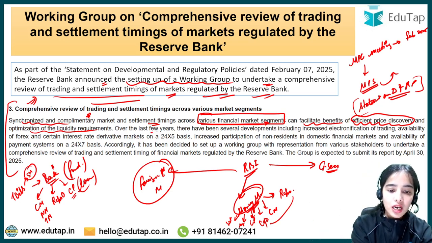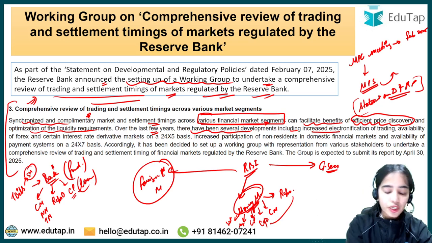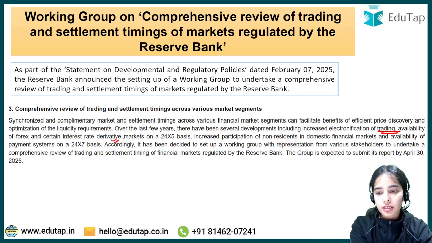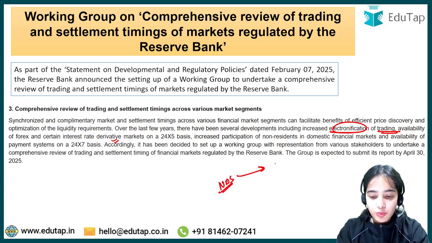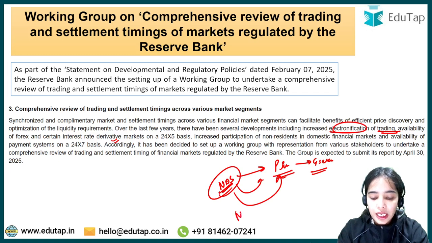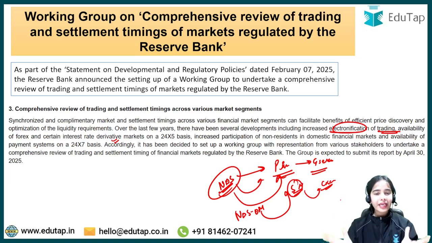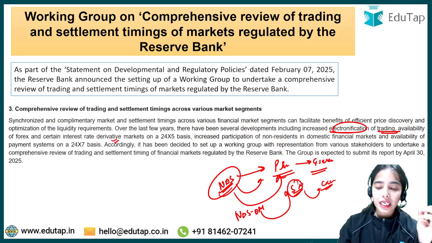Okay. So over the last few years, there have been several developments, including the increased electronification of trading, and availability of foreign exchange and certain interest rate derivative markets. First of all, electronification of trading. You know that the Negotiated Dealing System was brought for the primary issuance of government securities. So NDS was an online platform for the primary issuance of government securities. The NDS-OM platform was brought for secondary market trade in government securities. So you can understand that trading has become more digital now. The trading in the securities can happen in an electronic manner.